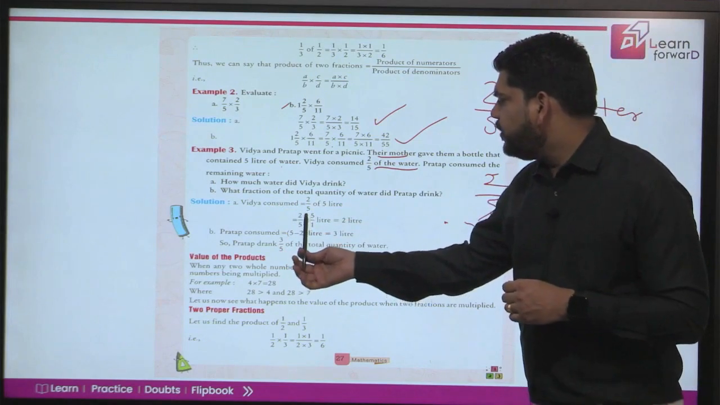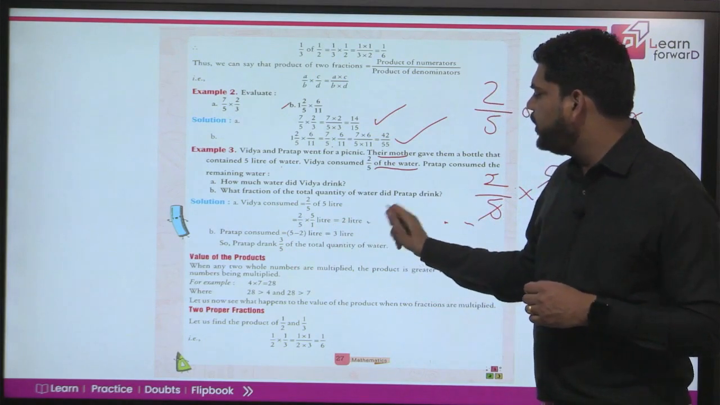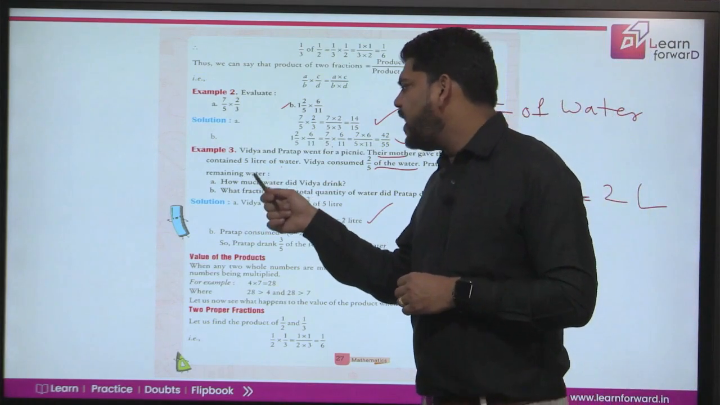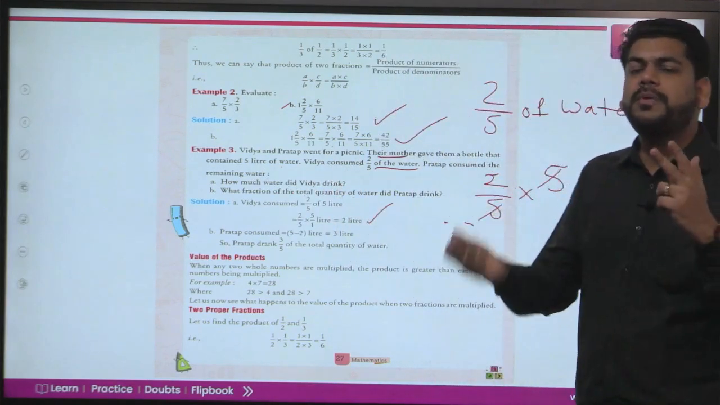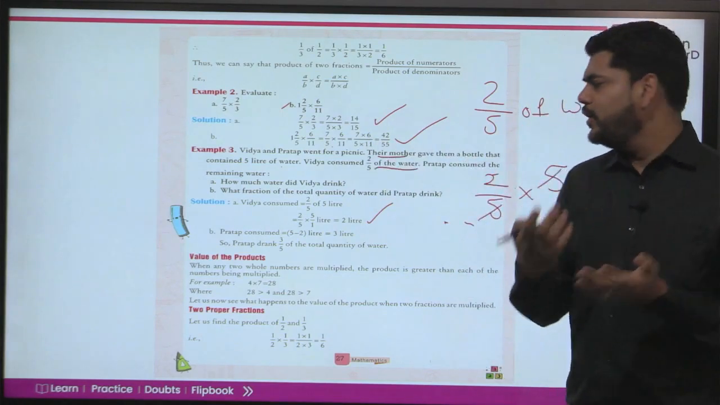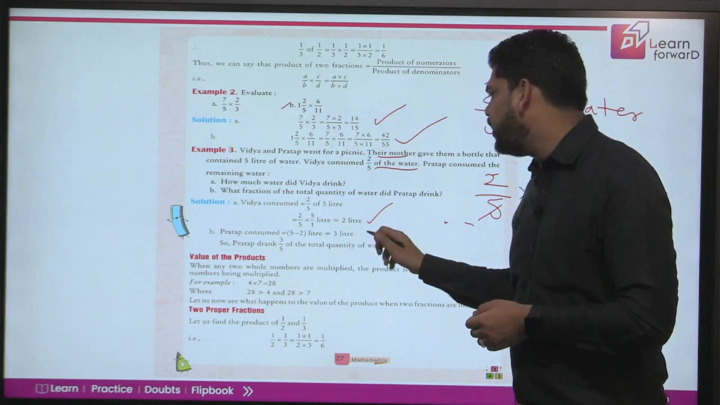Here you can say this comes out to be 2 liters of water. Now, out of 5 liters, Vidya has already consumed 2. So, how much will Pratap be getting? Obviously, Pratap will be getting 5 minus 2, which is 3. So, the answer is 3 liters of water.